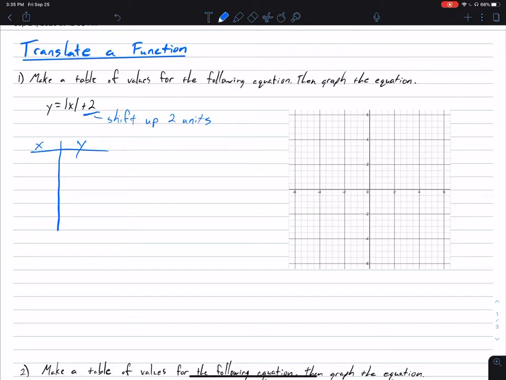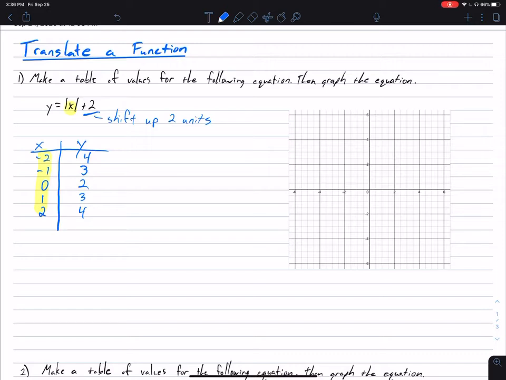Now, since there's nothing being done to the x on the inside, you can use your standard numbers, and I would usually recommend -2, -1, 0, 1, and 2, and then plugging those in and finding out what your y values would be. So if I plug in -2 into the absolute value, I would get 2, 2 plus 2 would be 4, and then I just fill out the rest of this. So 0 plus 2 would be 2, 1 plus 2 would be 3, and 2 plus 2 would be 4. Again, these numbers are being plugged in as my x value to get a result of y.